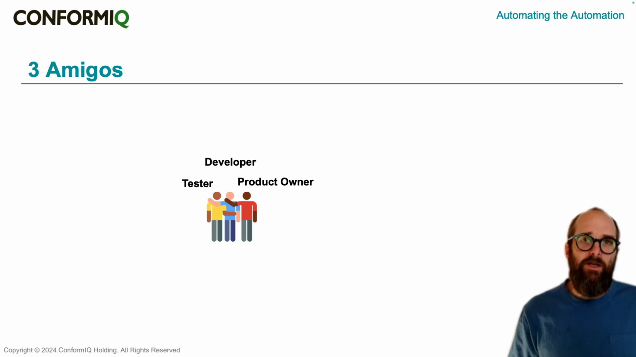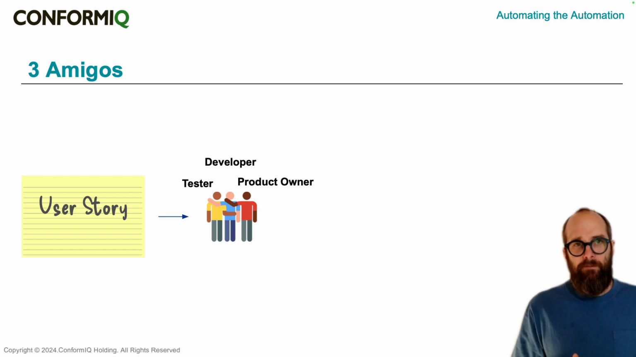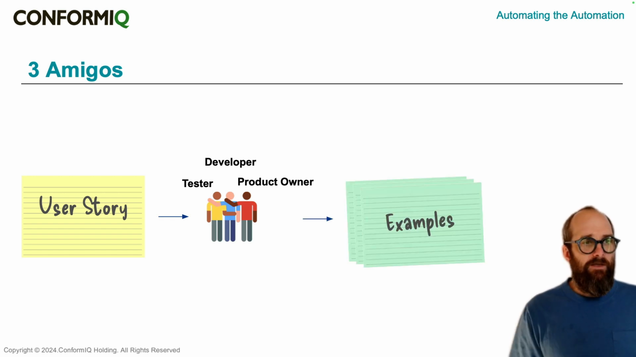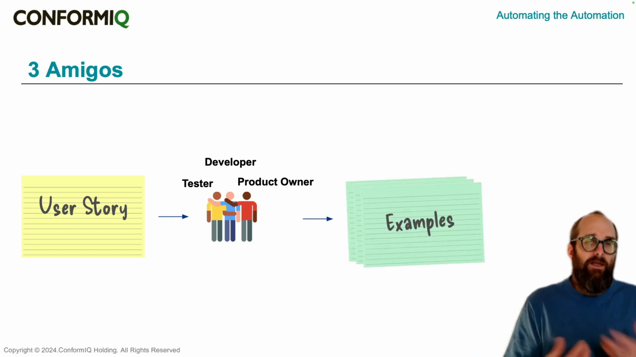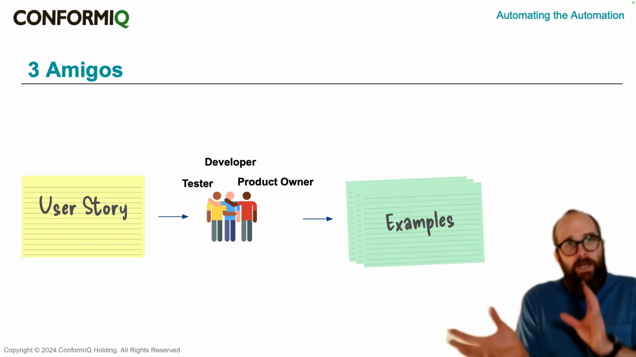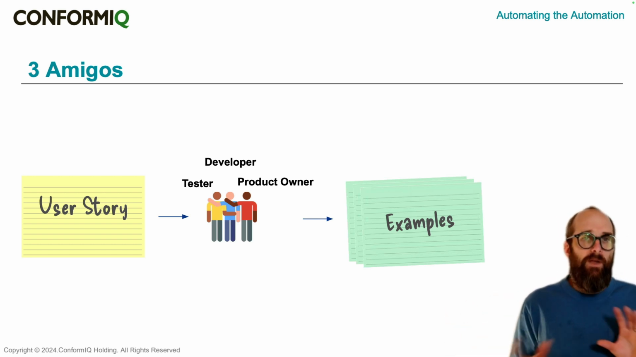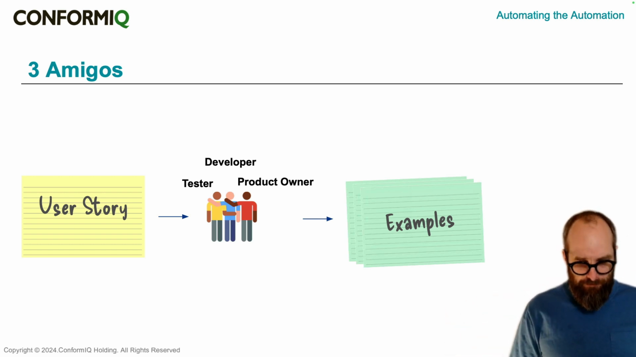And if we can get those three Amigos together to have a conversation around a user story, ostensibly what they're going to do is produce a set of examples, right? They can have this conversation and come up with all the different scenarios of the system and how it should behave in these different situations. But there are a couple of other things that can get captured in that conversation as well that are really valuable.